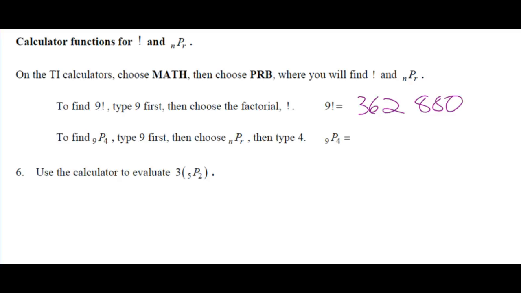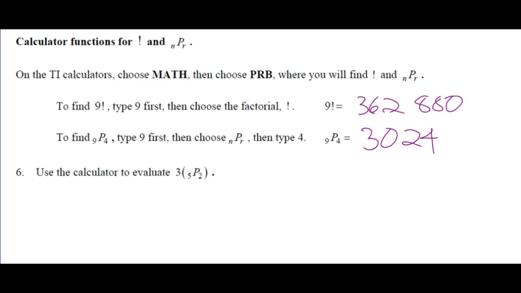Okay, what's 9P4? I'm not writing that one down. I don't even have it written here. You need your calculator for that, right? So 9 nPr 4 equals 3,024. 3,024? Who? 3,000. 3,024?